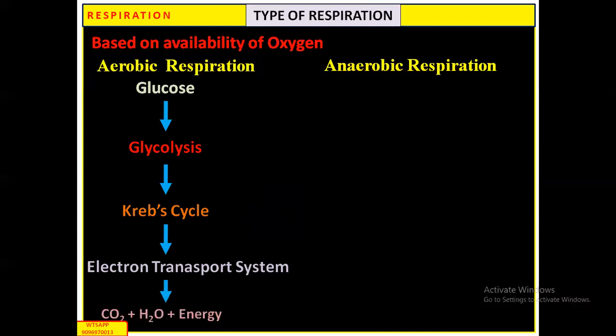This is the complete breakdown of glucose in aerobic respiration, and it is carried out through three different steps: glycolysis, Krebs cycle, and electron transport system.